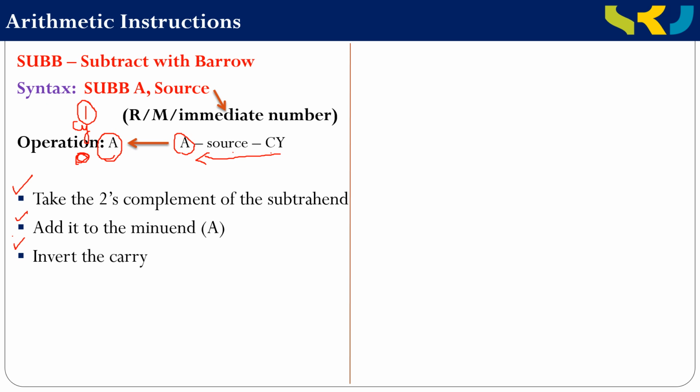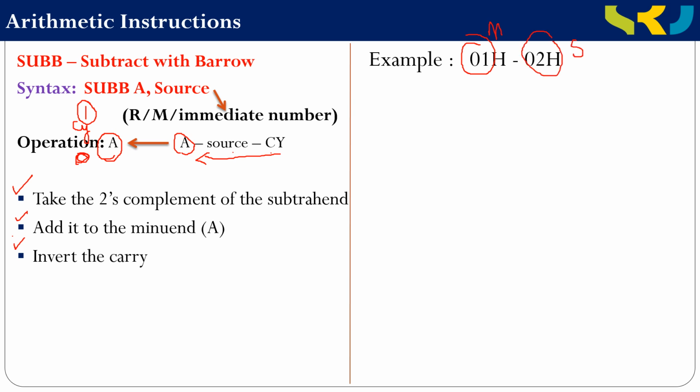Why? Because in the 8051 microcontroller, there is no subtractor circuitry. So it uses the adder circuitry to perform the subtraction operation, but it follows the 2's complement addition method. To make this clear, let us take one simple example: 1 minus 2. That means we need to subtract 2 from 1, where 2 is the subtrahend and 1 is the minuend.